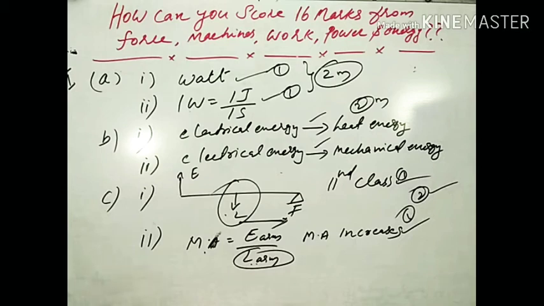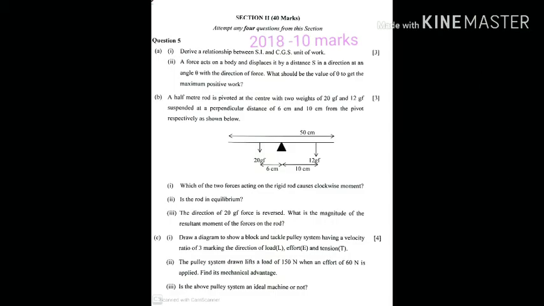Alright? Okay. Now let's go to Section 2, question number 5. Section 2, question number 5 carries 10 marks. 3 plus 3 plus 4, total 10 marks. And this pattern remains the same. And you can expect 10 marks from the first 3 chapters of the physics textbook. That's from force, work, power and energy, and machines.